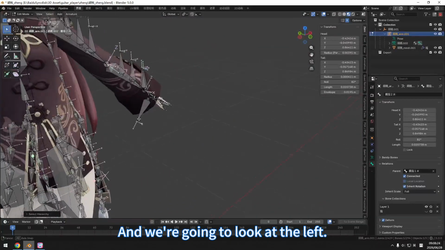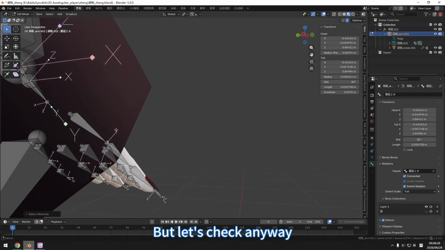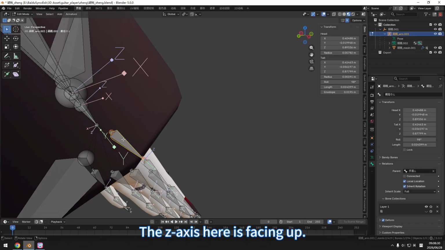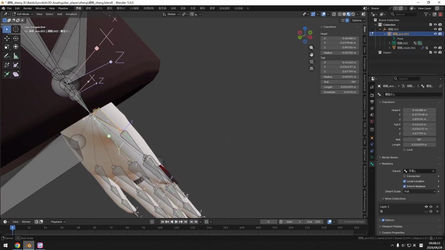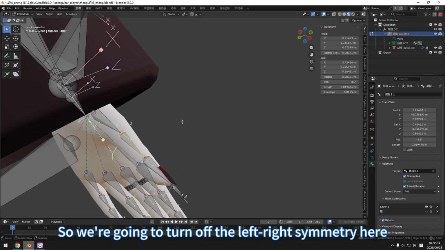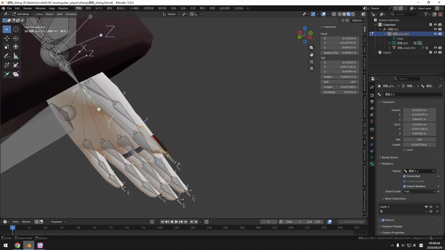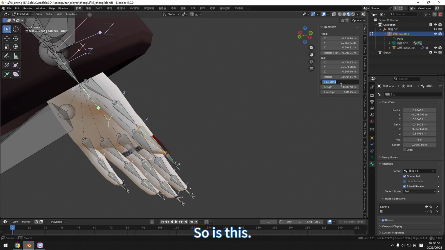Okay, and we're going to look at the left. In fact, the 2 sides should be synchronized, but let's check anyway. The z-axis here is facing up. This skeleton happens to be opposite on both sides. This knuckle is reversed. So we're going to turn off the left-right symmetry here. Add 180 degrees here. So is this. Add 180 degrees.